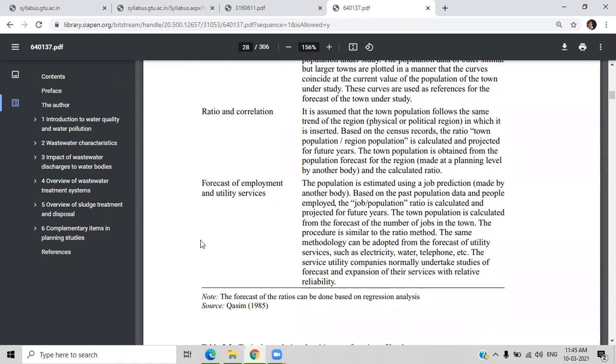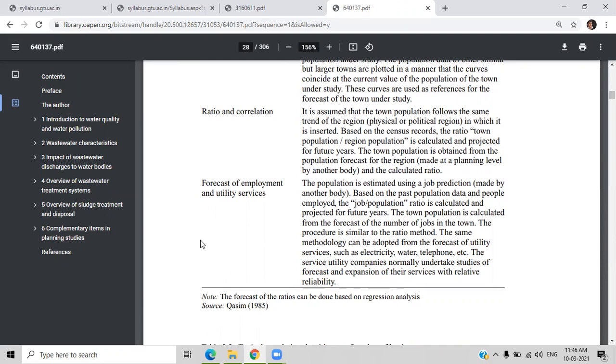The second is the ratio and correlation method. It is assumed that the town population follows the same trend as the region in which it is located. Based on the census record, the ratio of town population to region population is calculated and projected for the future years. The town population is obtained from the population forecast for the region and the calculated ratio.